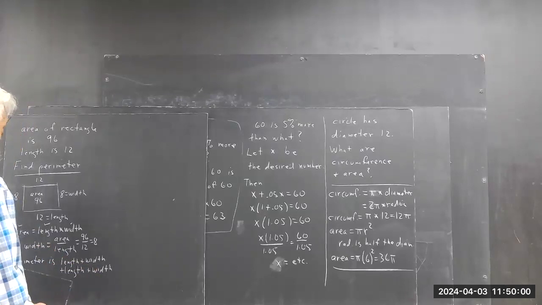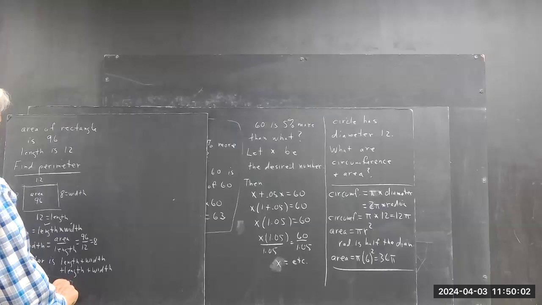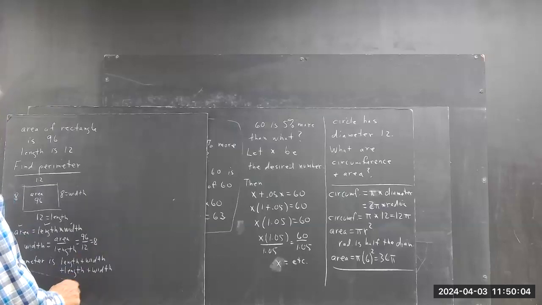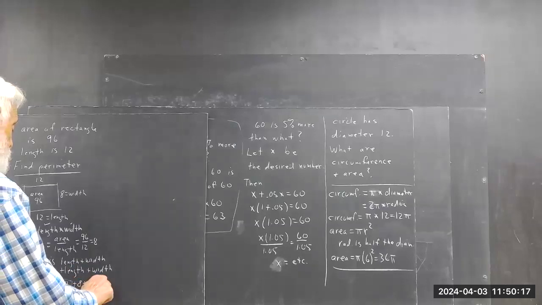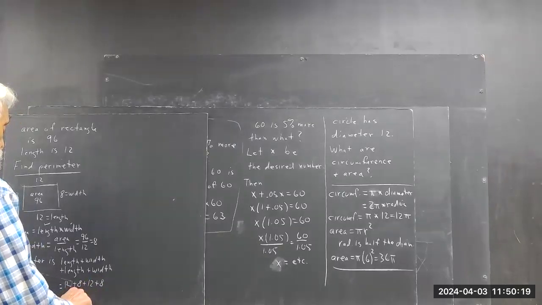All right. And of course, if you like, that's 2 times the length plus 2 times the width. But I'm just going to use length plus width plus length plus width. That gets 12 plus 8 plus 12 plus 8, which is 40.